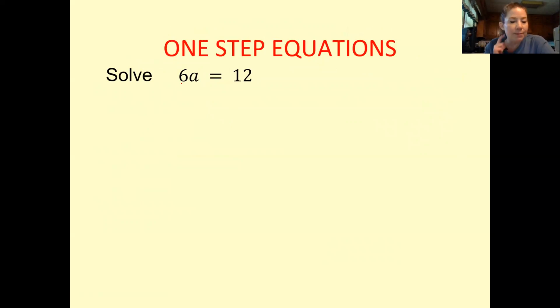All right, here we have 6 is being multiplied by a. So we're going to do the opposite of multiplying by 6, which is dividing by 6. And 12 divided by 6 is 2. These cancel. 6 divided by 6 is 1, and 1 times a is just a.